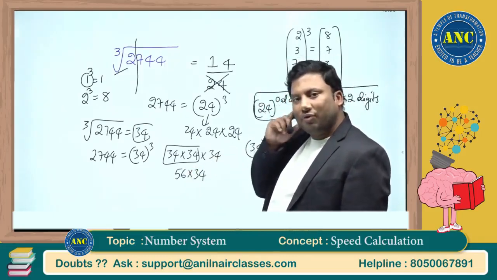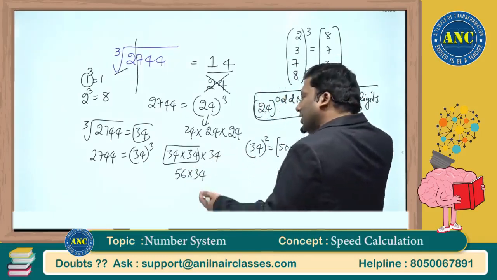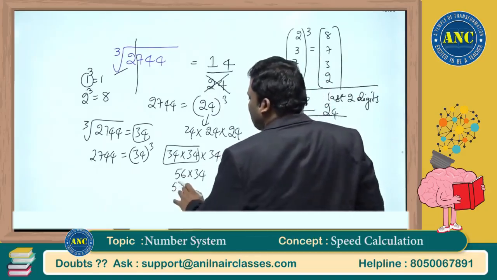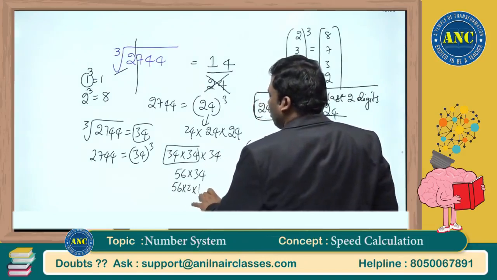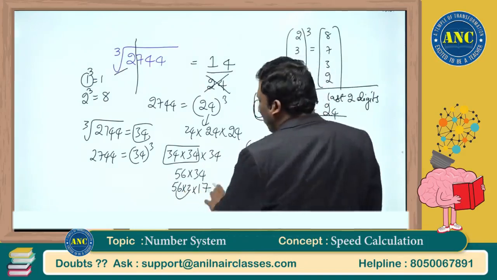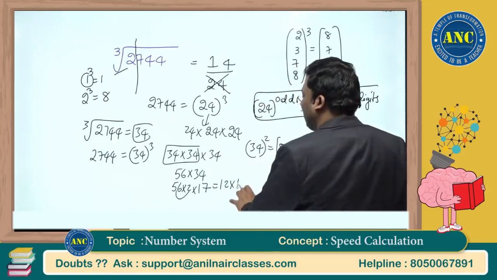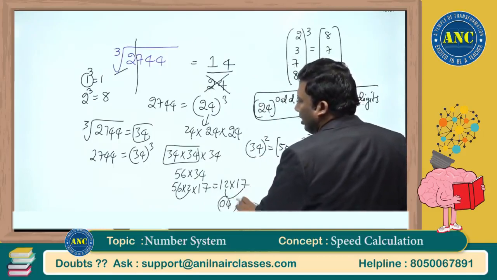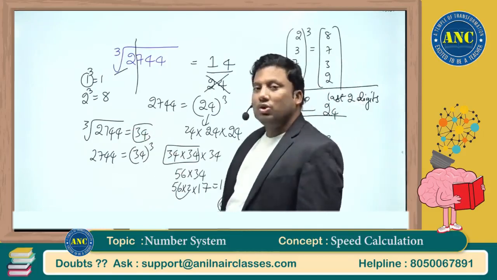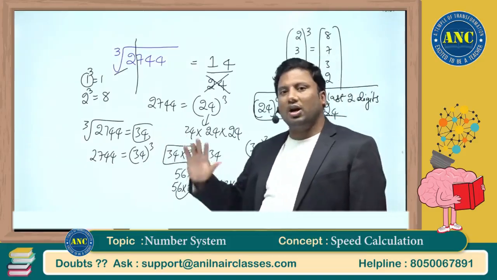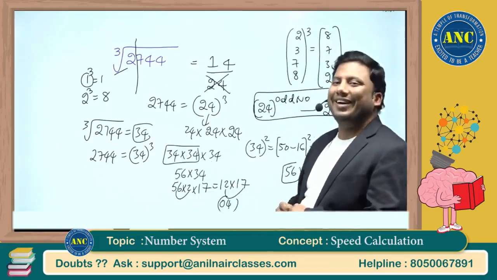56 into 34. Now either you can do generic multiplication or probably 56 into 2 into 17. 56 2s are 112. 12 into 17. 12 17s are, it is 04. Are the last two digits matching? Last two digits are not matching. I hope the idea is clear.